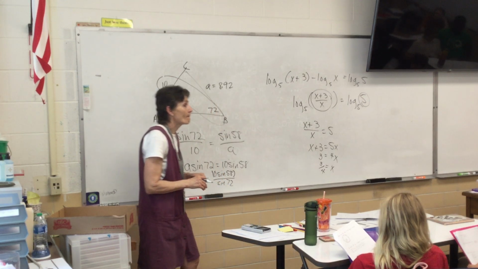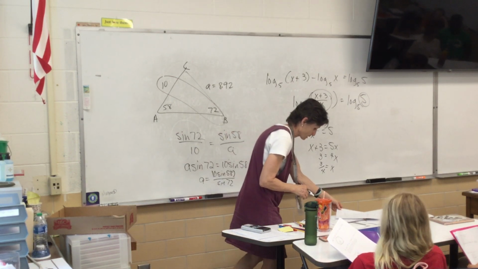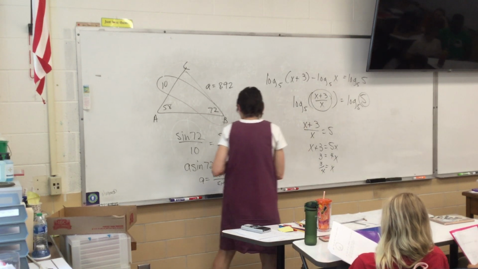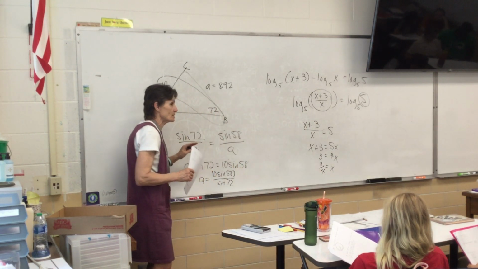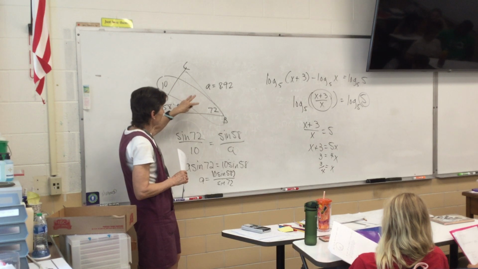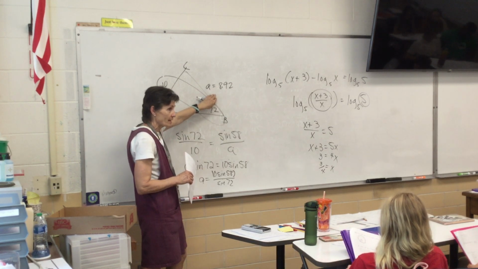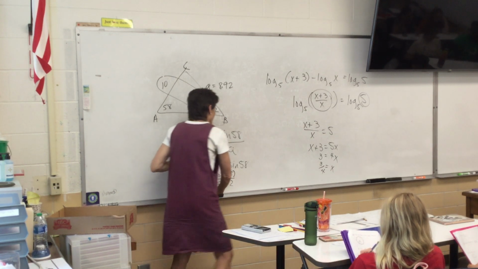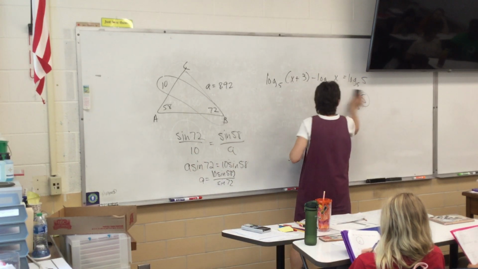Abby? Can we also do 11? Yep. Now, there's a difference between these two problems. This one said specifically find the sides. This next one is the ambiguous case.